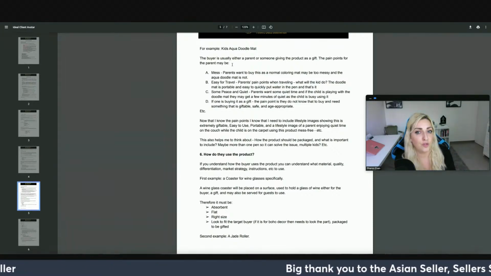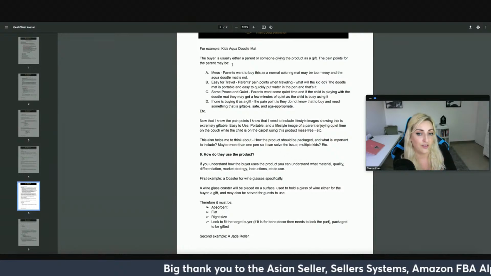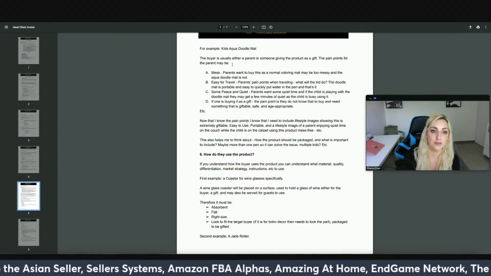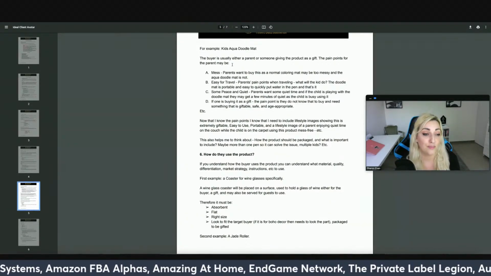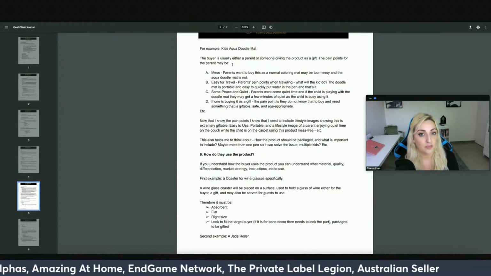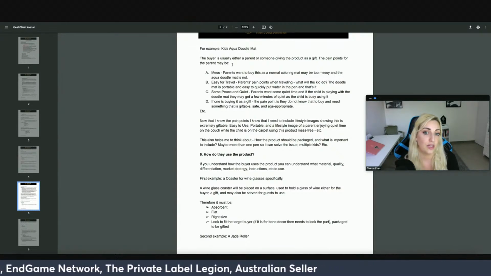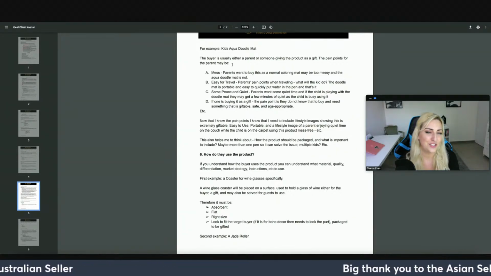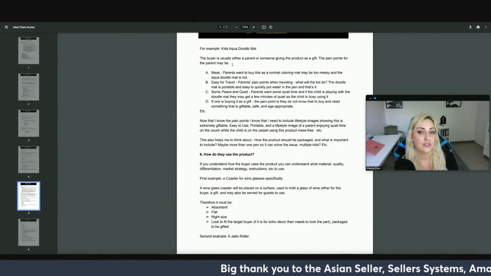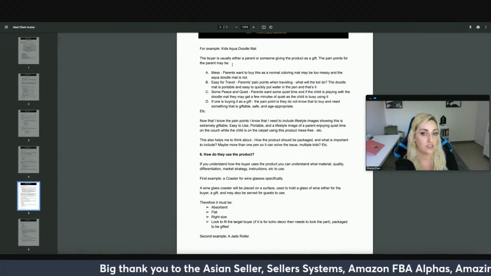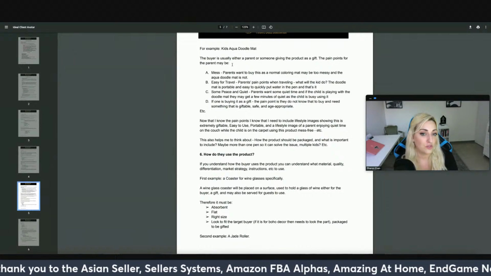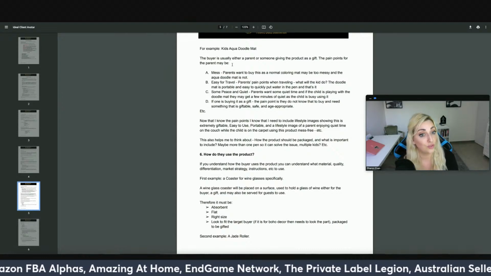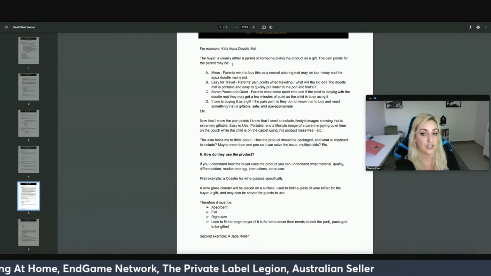The pain points for the parents would be the following. A, they don't want mess. Parents want to buy this as a normal coloring mat, maybe way too messy, and the aqua doodle mat is not. B, it's easy to travel. Parents' pain points when traveling: what will the kids do? The doodle mat is portable and easy to quickly put water in the pen, and that's it. C, some peace and quiet. Parents want some peace and quiet, and if the child is playing with the doodle mat, they may get a few minutes of quiet as the child is busy using it. D, if one is buying this as a gift, the pain point is that they do not know what to buy, and they need something that is giftable, safe, and age appropriate, etc.